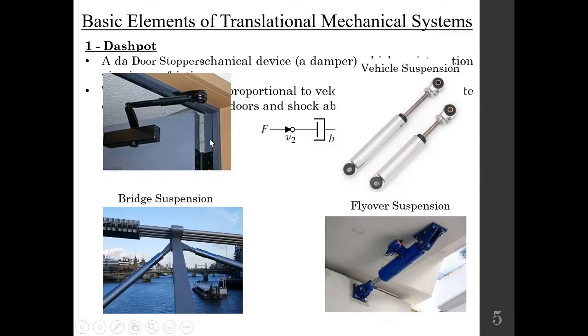So these are some examples of dashpot devices. Let us say, for example, you have this elbow which you normally find on doors. And then we have this suspension system, a bridge suspension system, and a flyover suspension, which is normally placed beneath a bridge.